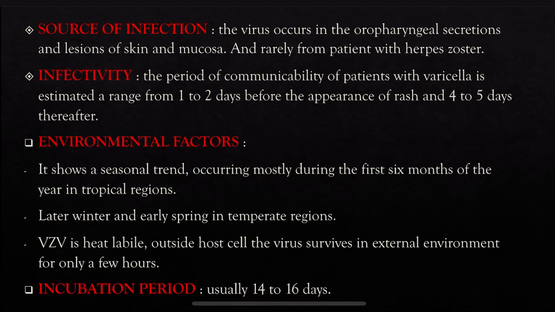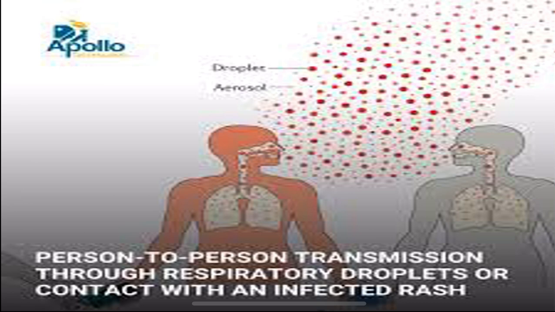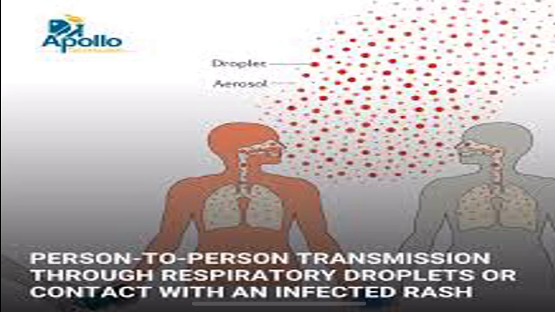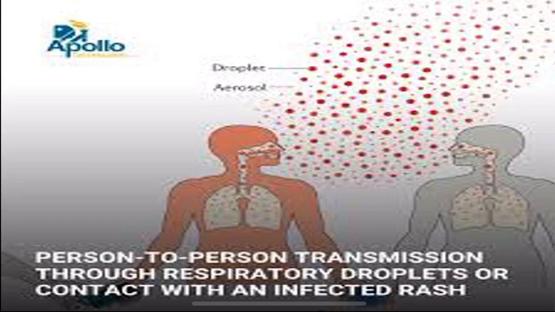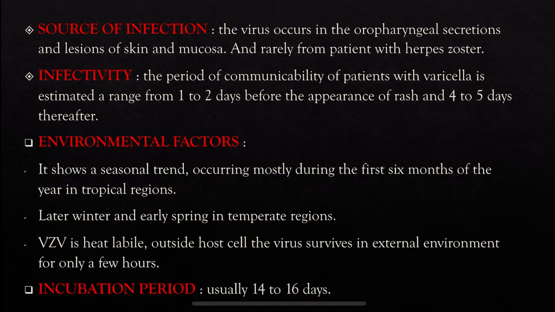I've given you a nice picture. You can see here, person to person transmission is through respiratory droplets or contact with an infected rash. You can see the droplet aerosol. The picture is not too clear, but you can have an idea about how the aerosol particles get disseminated in the atmosphere, and the other person inhales and gets the infection. So it's either because of the oropharyngeal secretions. Also, the lesions of the skin and the mucosa can lead to the spreading of the chickenpox, and rarely from the patient with herpes zoster. So we discussed this point.